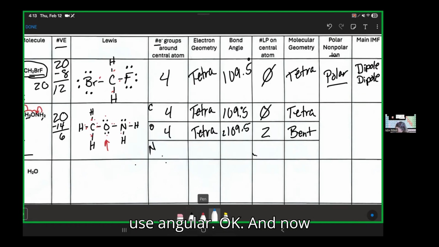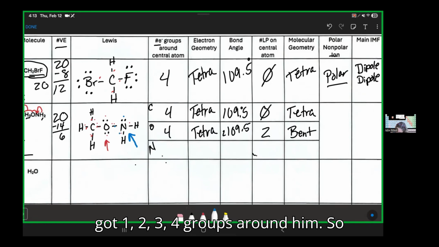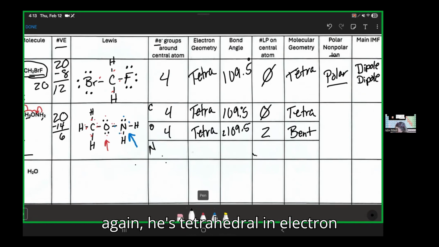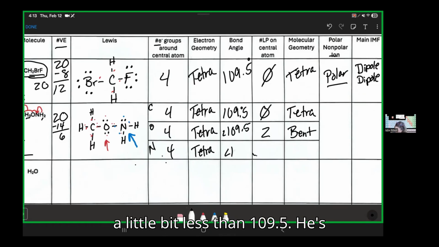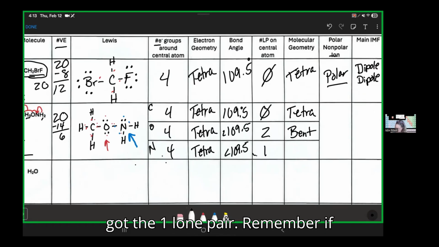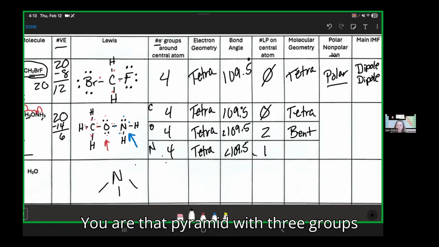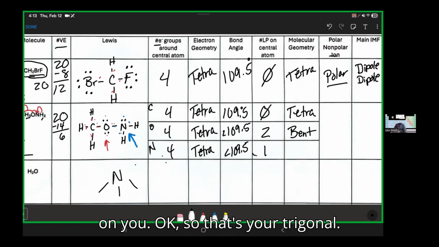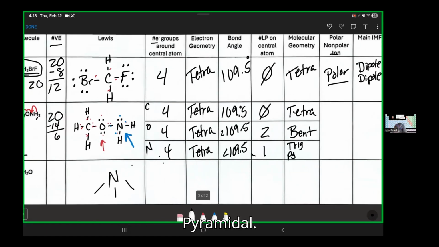Now I'm looking at that nitrogen there. He's got 1, 2, 3, 4 groups around him, so again, he's tetrahedral in electron geometry. He's got lone pairs, so he's a little bit less than 109.5. He's got the 1 lone pair. Remember, if you've got the 1 lone pair, you're that pyramid with 3 groups on you. So that's your trigonal pyramidal.